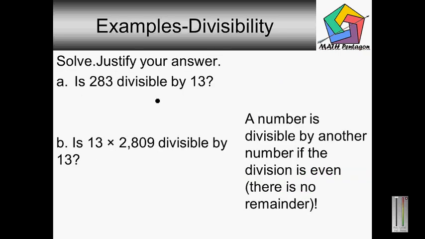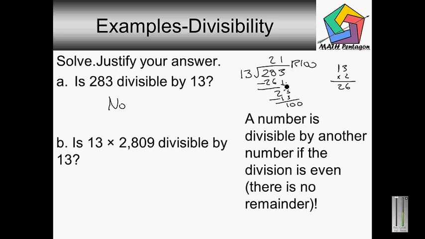Okay, we want to solve and justify our answer. Is 283 divisible by 13? Well, we have to divide 283 by 13, so let's work it out. 13 goes into 28. Let's try 13 times 2. 3 times 2 is 6, 1 times 2 is 2, so 26. 28 minus 26 is 2. Bring down the 3. 13 goes into 23 one time. So 23 minus 13 is 10. Bring down a 0. So no, 283 is not divisible by 13. As you can see, we're not getting anywhere in this division problem because we have 21 with a remainder of 100. It doesn't go in evenly.